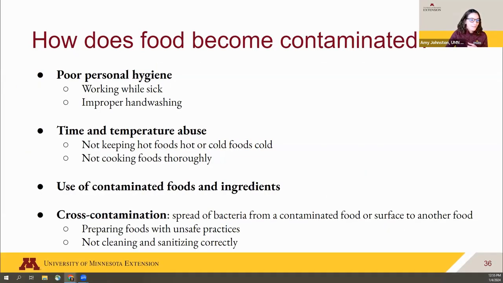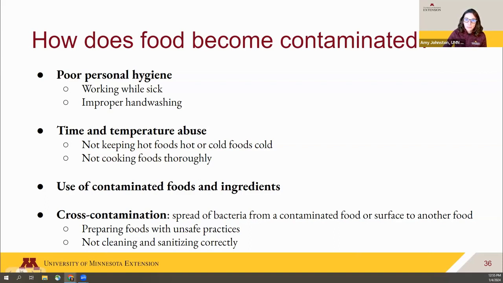There are 4 main ways which foods can become contaminated and cause foodborne illness when eaten. Poor personal hygiene, which includes working while sick, or food handlers not using proper hand washing practices. Both of these actions can spread bacteria to foods and surfaces and other people. And again, all of this can occur during harvesting, processing, packaging, preparing, cooking, selling, or serving foods. Time and temperature abuse, like we talked about. So making sure the foods are held outside of that temperature danger zone. So cold foods cold, hot foods hot, and cooking foods thoroughly.